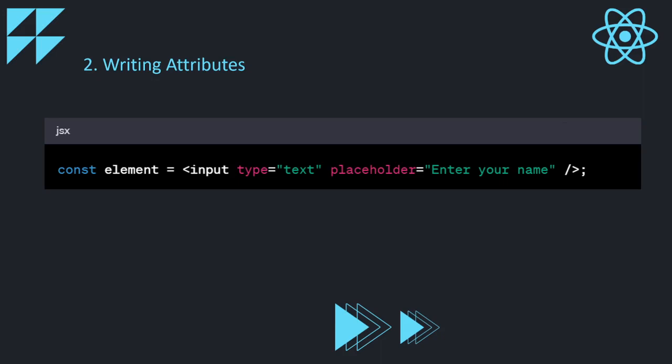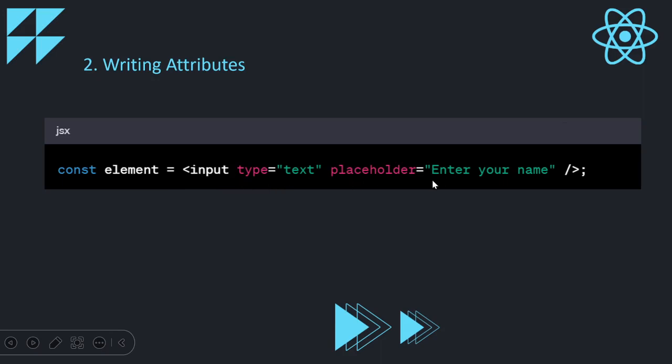Moving ahead, we can use JSX to write attributes. JSX allows us to set attributes on elements just like we do in regular HTML. However, in JSX, we use camel case for the attribute names. For example, what I have done over here is we have created a constant element and in that we have assigned an input value basically. Here we have given the attributes type and placeholder.